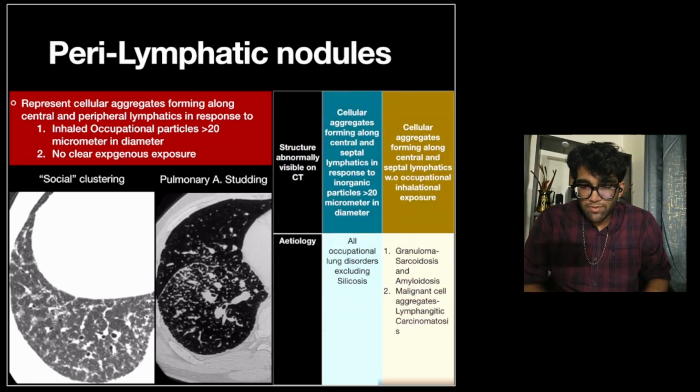So in summary, you could have perilymphatic nodules due to cellular aggregates forming around central or septal lymphatics in response to an inorganic particle larger than 20 micrometers in diameter. This includes essentially all occupational lung disorders. Or it could be cellular aggregates forming without any exogenous exposure, as in sarcoidosis. It could be a malignancy, lymphangitic carcinomatosis. It could also happen with a non-cellular accumulation, that is amyloidosis. So these are the causes of perilymphatic nodules.